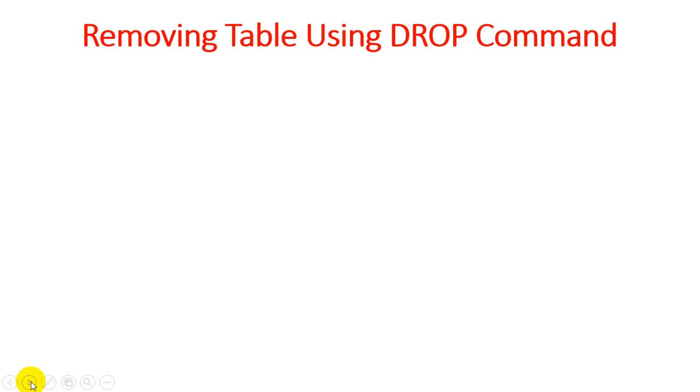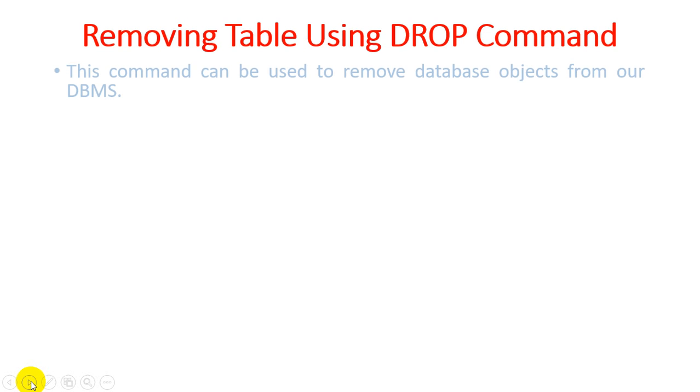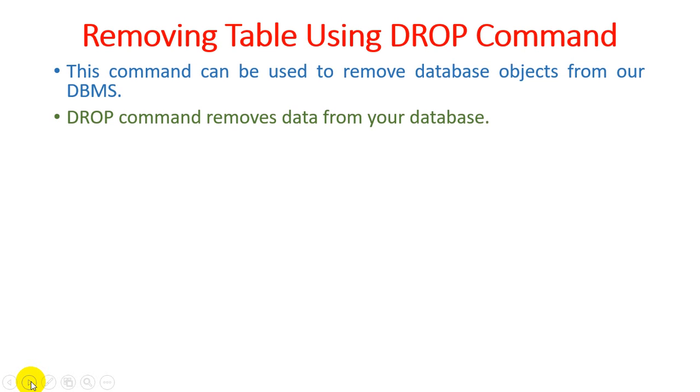Now we see another concept, removing a table using the DROP command. This command can be used to remove a database object from our DBMS. As the name suggests, if you want to remove something, you go with the removing command. The DROP command removes data from your database, meaning if you want to remove some information from the database, you can use the DROP command. DROP table name: if you want to drop a table structure completely, you can use DROP TABLE and the table name, which is deleted from your DBMS object.